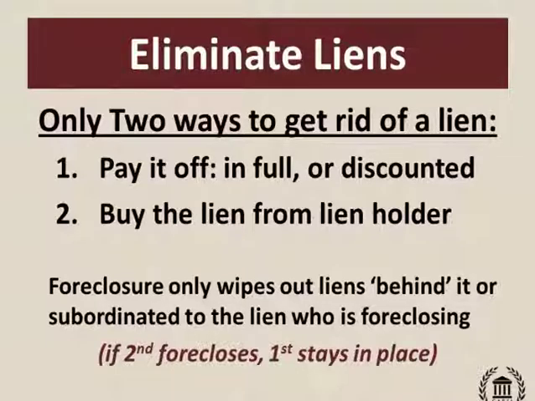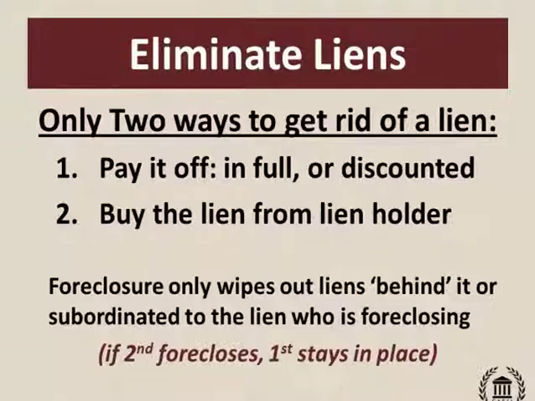Why would they sell it for $500? They're in third position. What happens when a first mortgage forecloses? What happens to the liens behind it? They get wiped out. Not does the debt get wiped out? No, just the lien. So what happens if the second mortgage forecloses, not the first? What happens to the first mortgage? Still there. Because foreclosure only wipes out junior liens, the liens behind it.